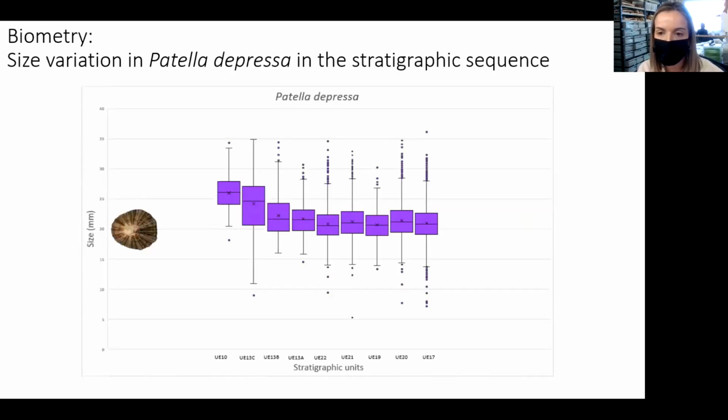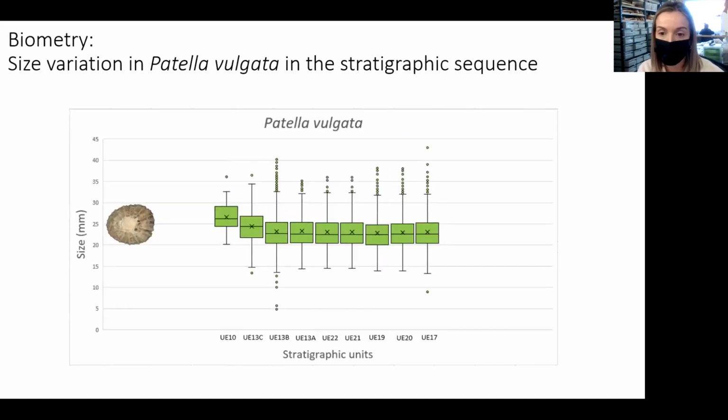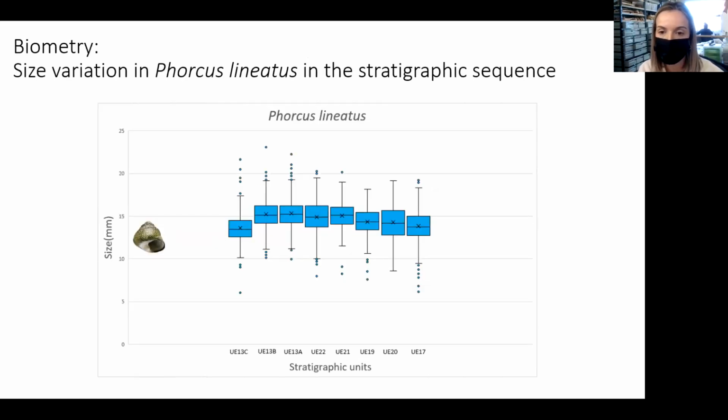When we observe the size distribution for each species, 2 patterns emerge. First, units 10 and 13C from Area A present larger sizes in Patella depressa than shells from units 17 and 22 in Area B, which present very similar sizes between them. A very similar pattern is visible in the size of Patella vulgata.